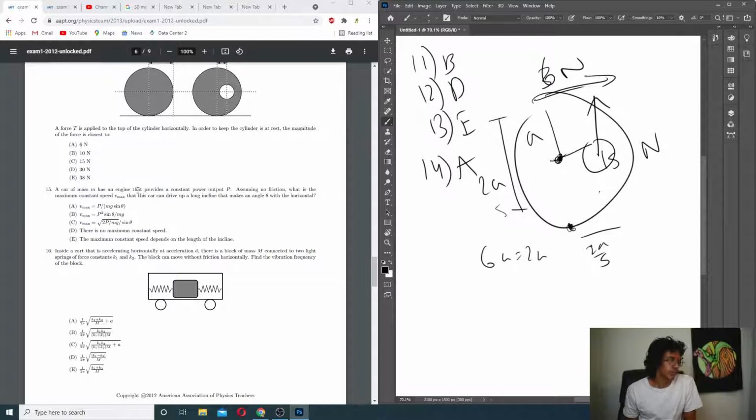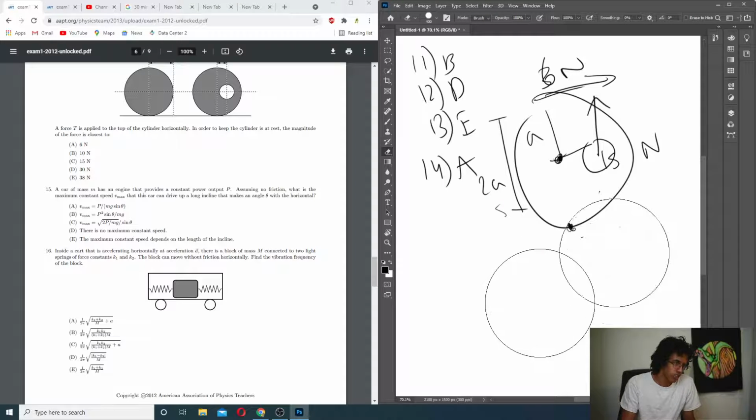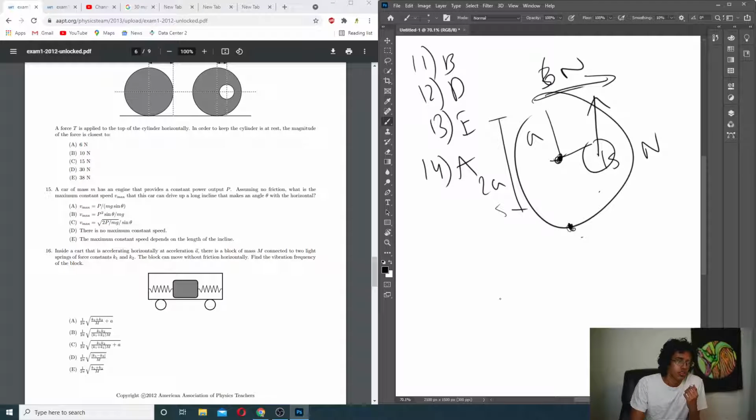Now, a car of mass m has an engine that provides a constant power output of P, assuming no friction. What is the maximum constant speed Vmax that it could drive up a long incline? Essentially, your power is equal to force times Vmax, right? So now we just need to find out what our force is. That's going opposite, so that's just gravity. It says assume no friction. So our force is just mg cosine theta.